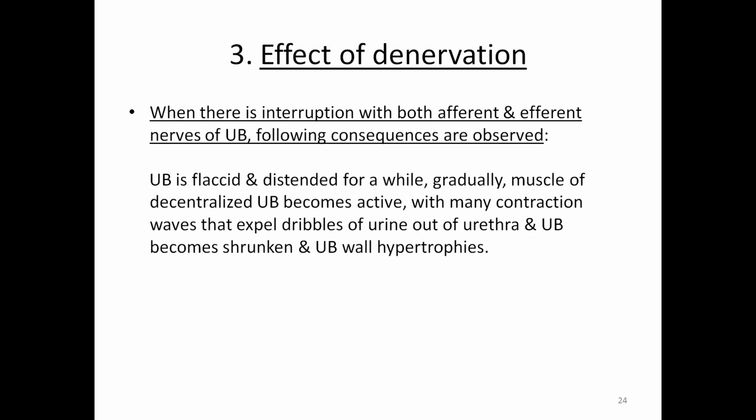Then the effect of denervation. So when there is interruption of both afferent and efferent nerves, certain other consequences are visible. So one, the bladder is flaccid and distended for a while. Then gradually the muscle of the decentralized bladder becomes active with many contraction waves that expel dribbles of urine out of the urethra, and the bladder becomes shrunken and the bladder wall hypertrophies. Okay.